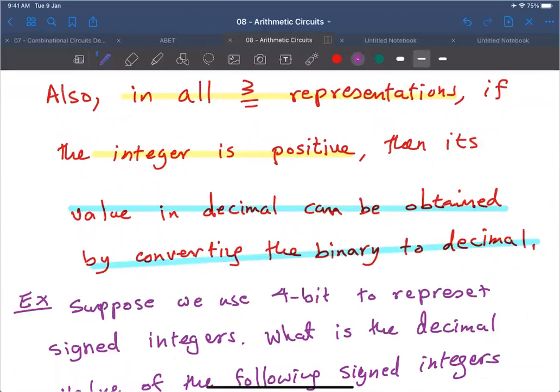This is just to confirm your understanding of this fact. I'm going to read it aloud, so please pay attention. In all the three representations, if the integer is positive, then its value in decimal can be obtained by converting the binary to decimal. That's it, regardless of the representation. And where do we get the sign bit from? The most significant bit in all the representations. If the sign bit is 0, then we know the number is positive. And if the number is positive, its value is going to be the conversion of its binary form to decimal form. That's it. Okay?